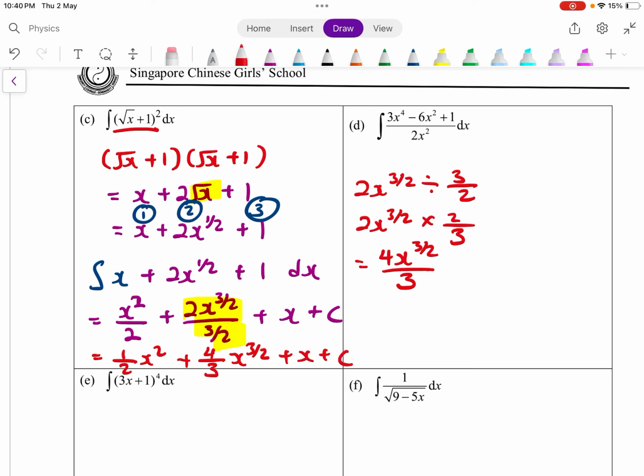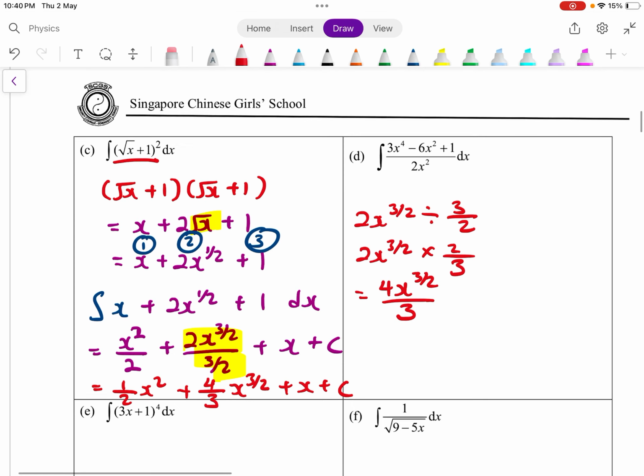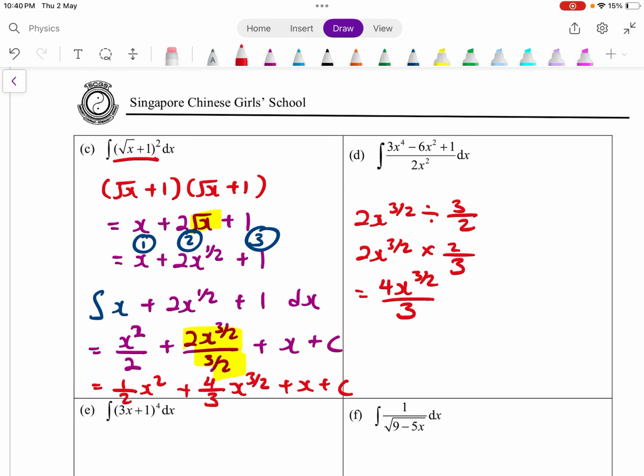So that is how we do this part C. Of course, you might be wondering, why don't I just use this method, for example, integrate square root x plus 1, to the power of 2 dx? I can actually use this. For example, I'll get square root x plus 1 to the power of 3, divided by 3, then I differentiate inside and put it here.